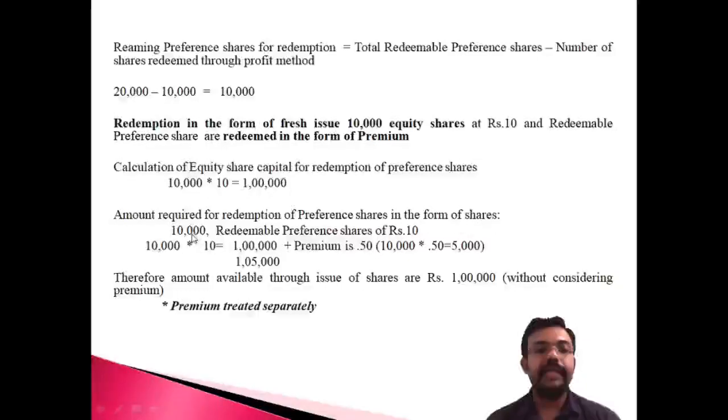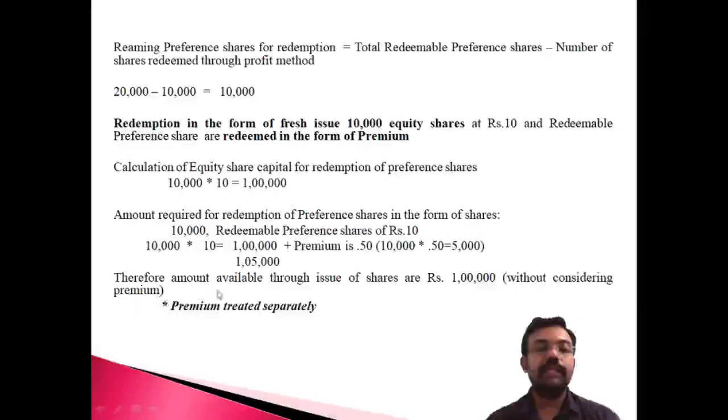Okay, the amount required for the redemption of the preference share in the form of the equity shares എത്ര വരും? 10,000 redeem preference shares, 10,000 into 10 is 1 lakh. Again calculate ചെയ്യണം. In the form of the shares എത്ര എമൗണ്ട് നമുക്ക് ആവശ്യമായിട്ട് വരും? 10,000 ഷെയർസ് ആണ് നമുക്ക് ഇനി ബാക്കിയുള്ളത്. 10,000 into 10 is 1 lakh. Then redemption in the form of the premium, that is 1,05,000. 1,05,000 ആണ് നമുക്ക് ഇവിടെ redemption in the form of the fresh ഷെയറിലും ആവശ്യമായിട്ട് വരുന്നത്.